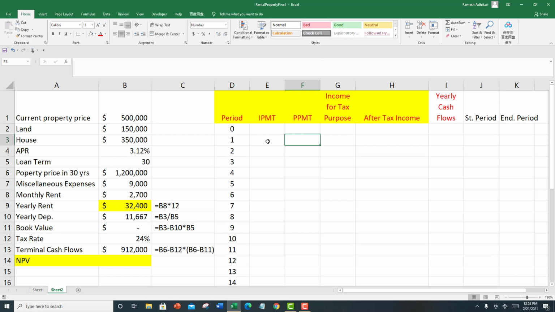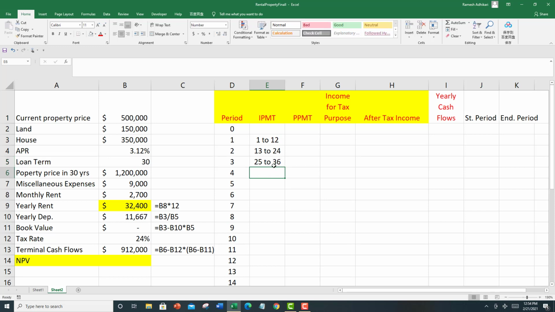For these functions, we need the starting period and ending period. For example, for year 1, the starting period is going to be 1 to 12. That means you want to compute how much interest and principal you paid during months 1 to 12. For year 2, it's going to be 13 to 24, which means you want to compute how much interest and principal you paid from month 13 to month 24. Likewise, for year 3, it's going to be 25 to 36.